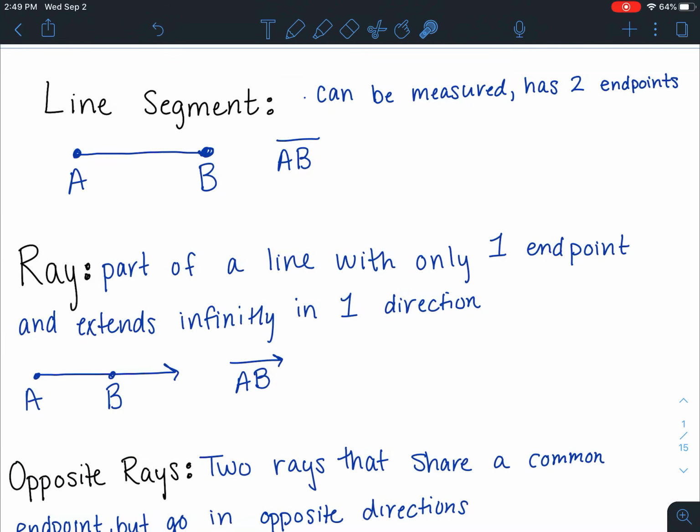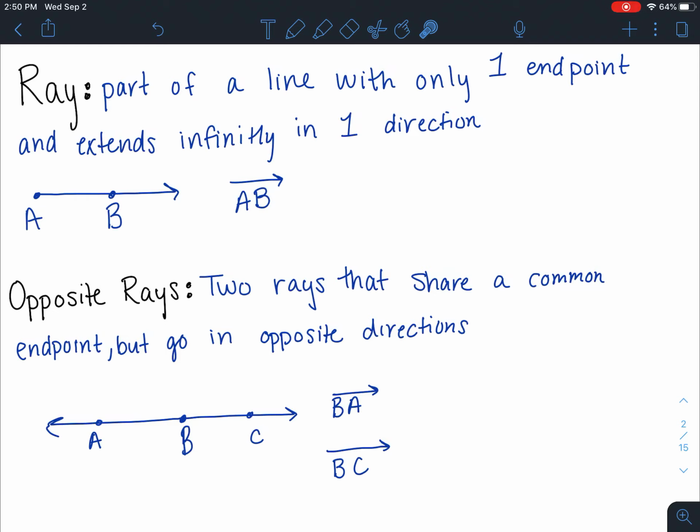The next term we're going to talk about is a ray. A ray is part of a line with one endpoint, and then it extends indefinitely in the other direction. So as you can see right here, this is my ray AB. Again, I'm going to use that symbol that looks like a ray. The first letter always has to be the endpoint. The second letter can be any point on that ray.